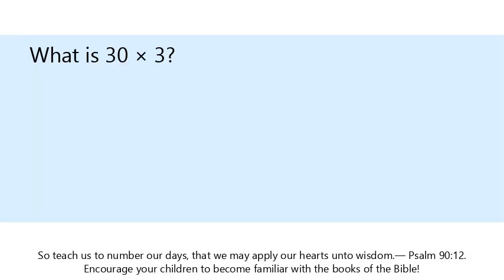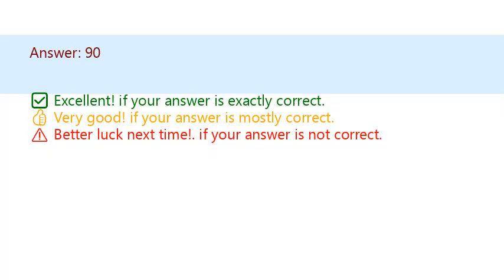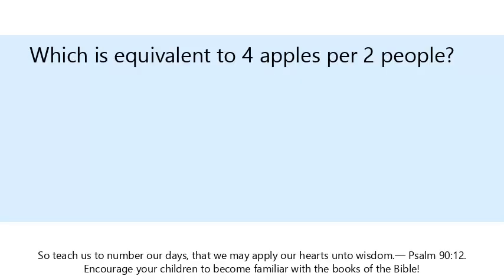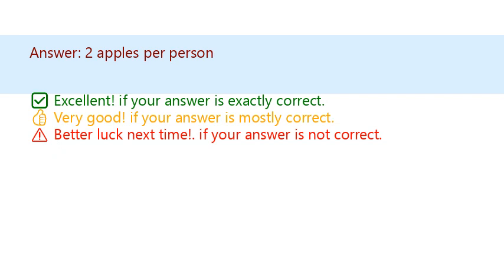What is 30 times 3? Answer, 90. Which is equivalent to 4 apples per 2 people? Answer, 2 apples per person.